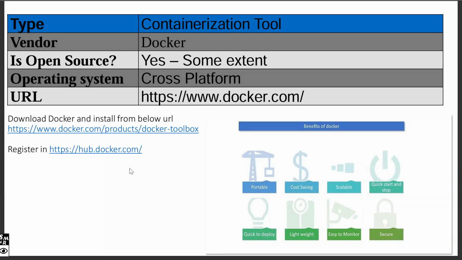Here you can see that Docker is a containerization tool. The vendor is Docker. Is it open source? Yes. It is not a licensed version. If you are looking for support, you can get support by contacting Docker, but it is an open source IT containerization tool. The operating system is platform independent; on any platform you can install Docker. And the official URL is www.docker.com. I have mentioned the link here. By using the link, you can download Docker Desktop on your local machine as well.